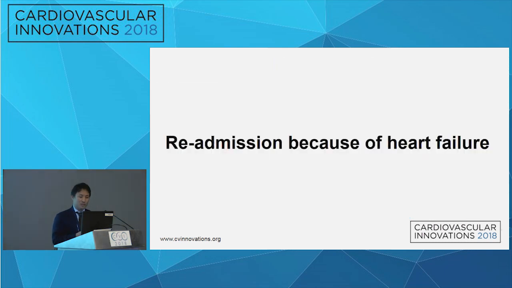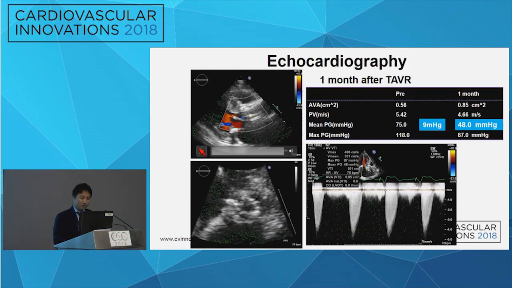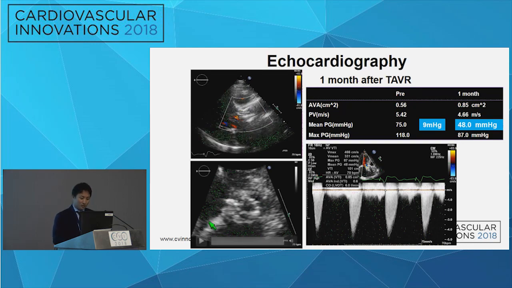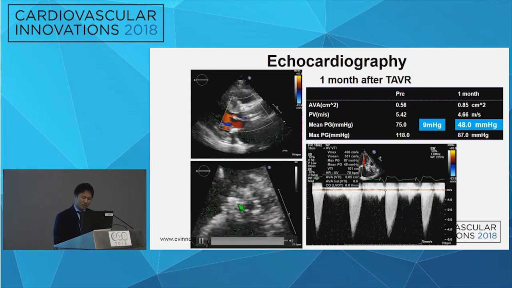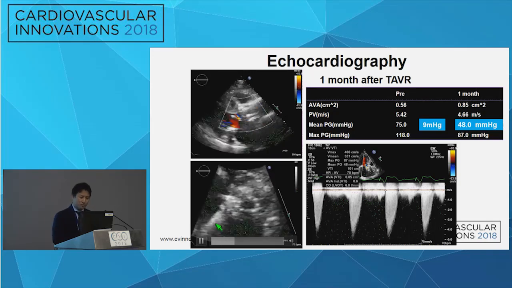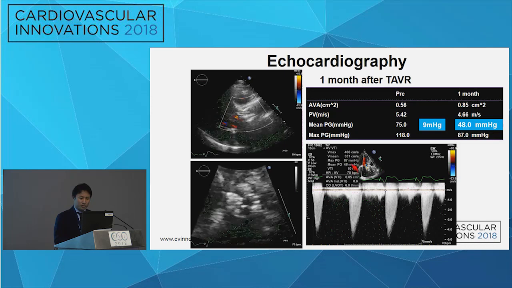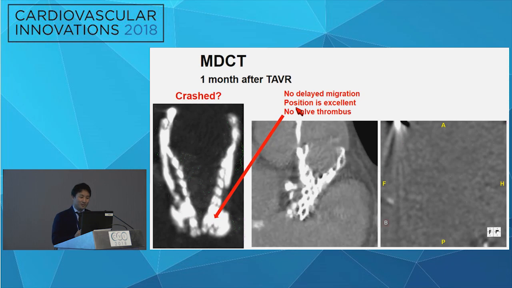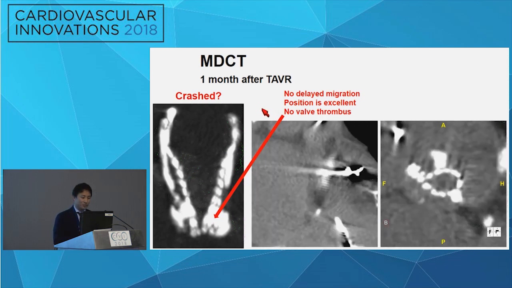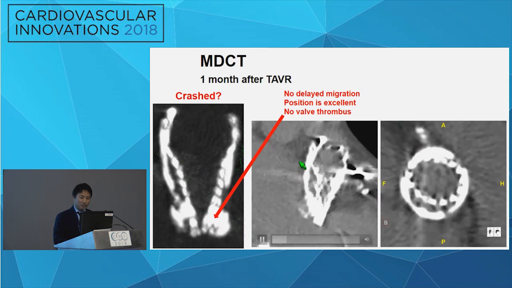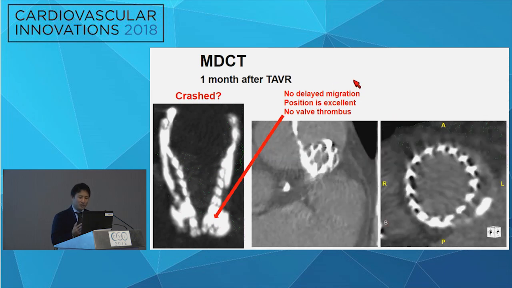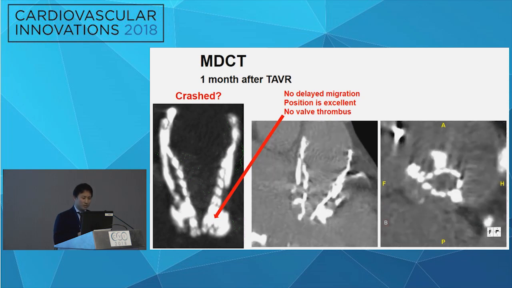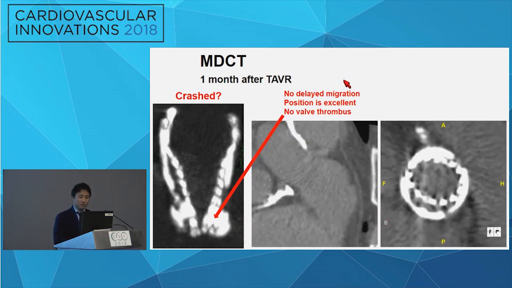However, she was readmitted to our hospital because of heart failure. Why? The echocardiogram showed a recurrence of aortic stenosis within 1 month, with relative under-expansion of the bioprosthesis and a mean pressure gradient of 48. And the MDCT showed a very strange figure. It's crushed, or we are not sure. But enhanced CT identified no valve thrombosis, and the position is excellent, with no delayed migration.